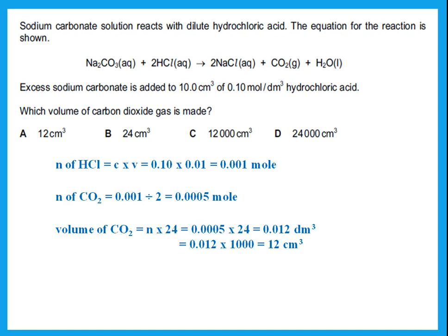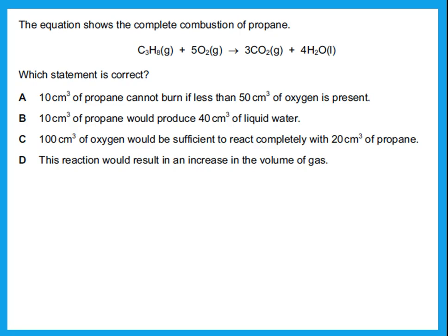Then I get the volume of carbon dioxide. Volume of carbon dioxide is number of moles times 24. Number of moles that I get times 24 will give me an answer in decimeter cubed. The choices are in centimeter cubed, so I multiply by 1000 in order to choose the answer. Are we okay? Okay. The equation shows the complete combustion of propane.